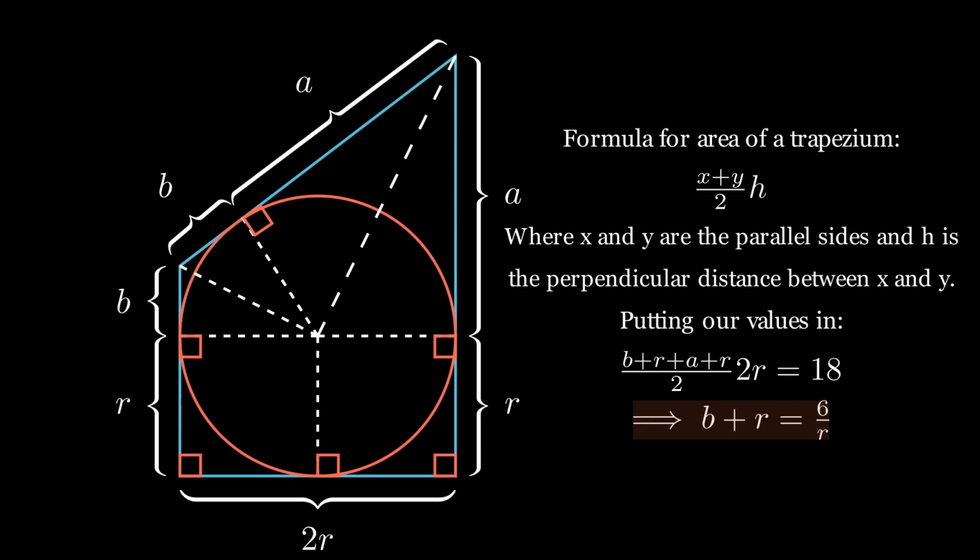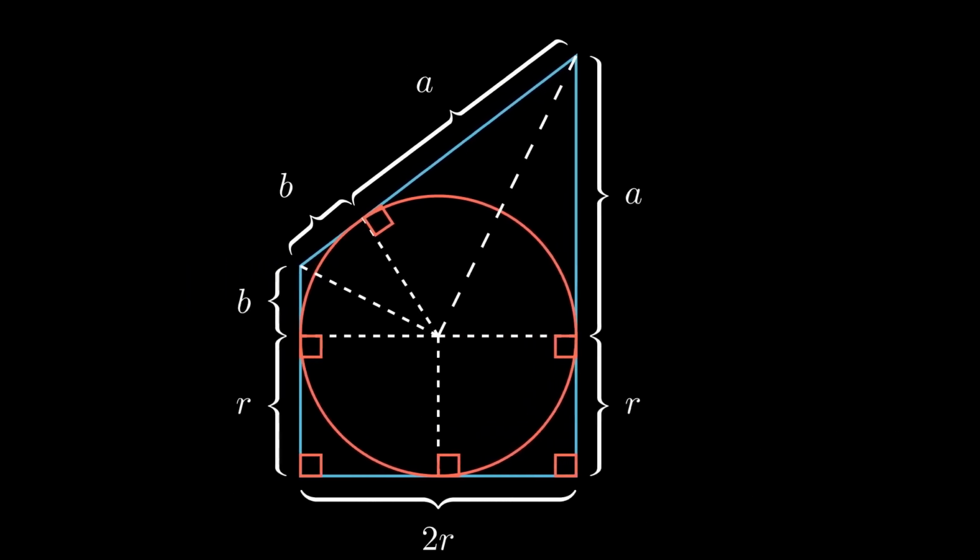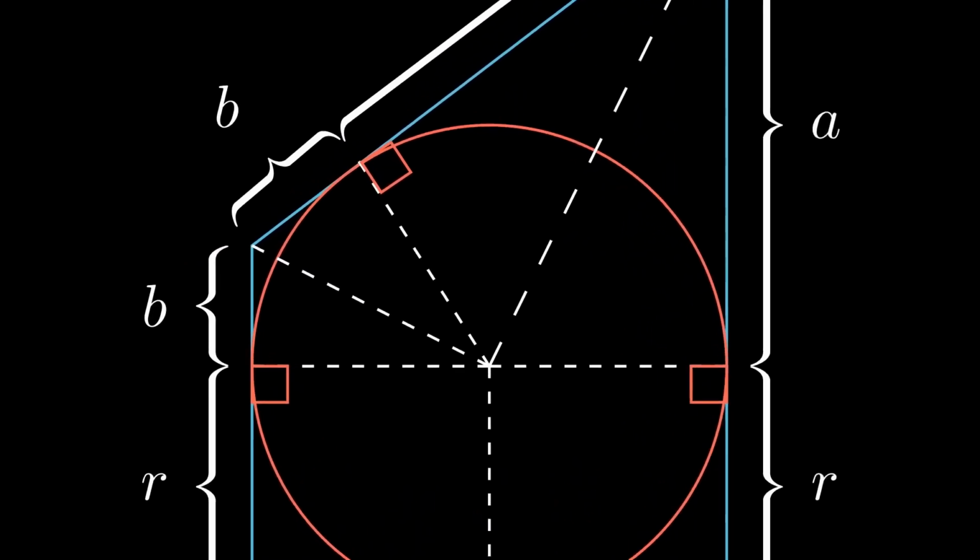Since A plus R is twice B plus R, we can substitute A plus R with 2 times B plus R, simplify, and get that B plus R is equal to 6 over R. To get our third and final equation, we need to focus on this part of the diagram.